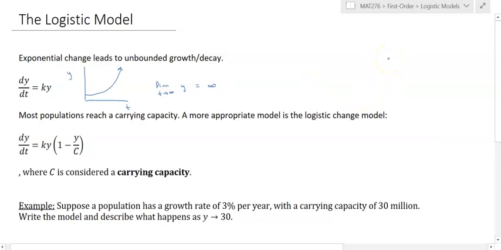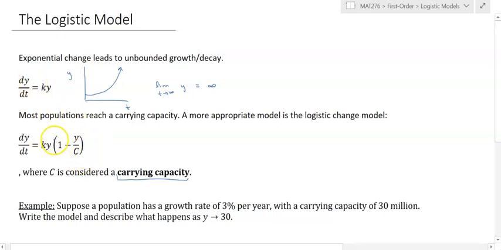In population modeling, this is not valid at all because we fail to consider what happens as populations get too large. In fact, there's something called a carrying capacity, which implies that every environment can only hold a certain number of that species before food runs short, competition increases, maybe even predators run amok. And so we do want to take that into account.